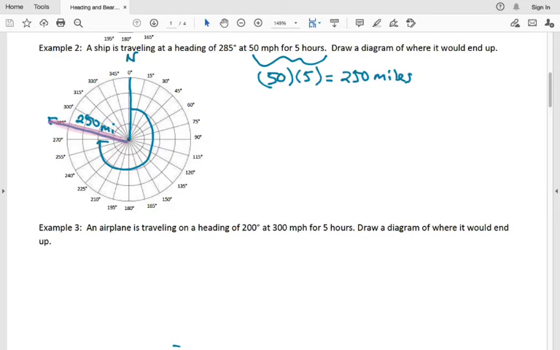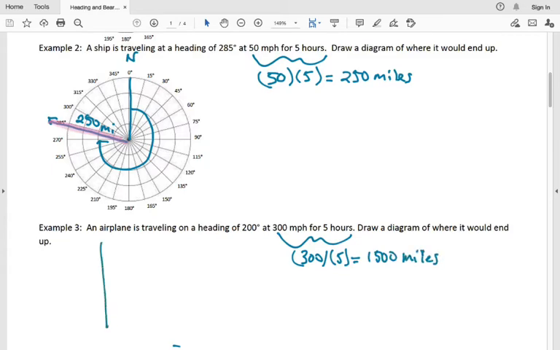Okay, on the next example, a lot of times we're not going to have this compass already drawn for you. You're going to have to think about what it is on your own. We'll give you a problem like this where an airplane is traveling on a heading of 200 degrees at 300 miles per hour for 5 hours. So if you do 300 times 5, you've actually traveled 1,500 miles.